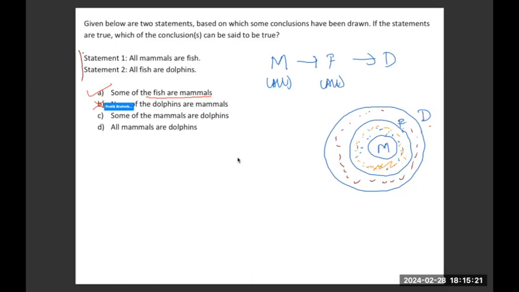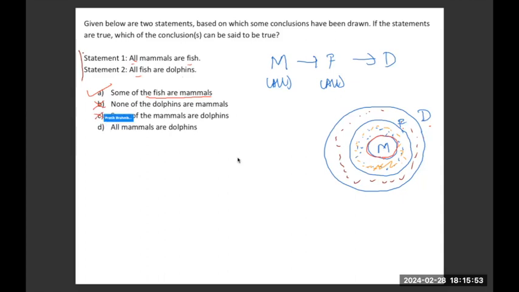Some of the mammals are dolphins. Now, if you look at this, it is actually all the mammals are dolphins. It's not some. It ideally should be all mammals are dolphins, because what it says is all mammals are fish and all fish are dolphins, which means all mammals are dolphins. But if I look at the reverse relationship, I can say some of the dolphins are mammals. So C is also wrong.